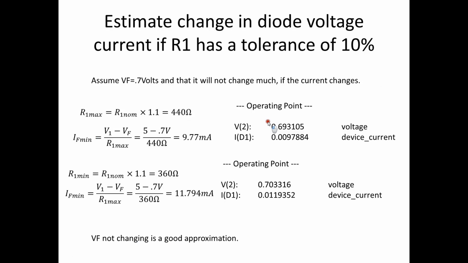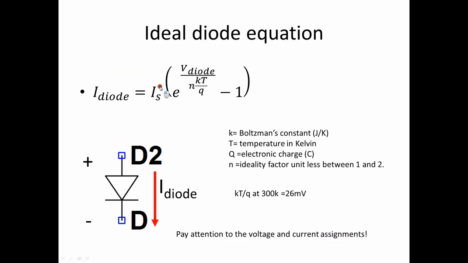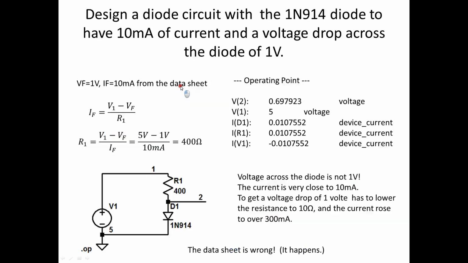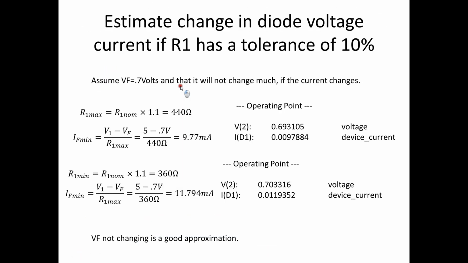Now, as you know, we have resistor tolerances. And so what happens if R1 has a tolerance of 10%? Well, this can get really tricky with a nonlinear equation. But let's go back and see if we can simplify it. So if I just assume VF is going to be 0.7 volts, meaning it won't change that much.